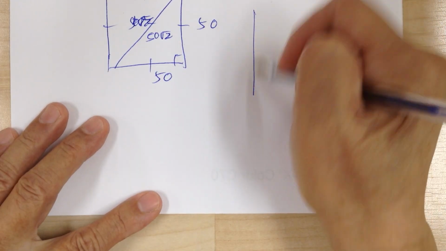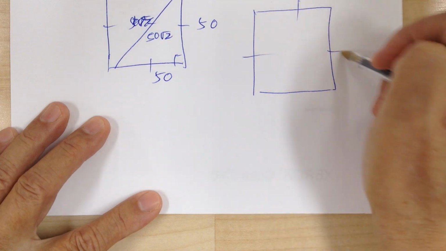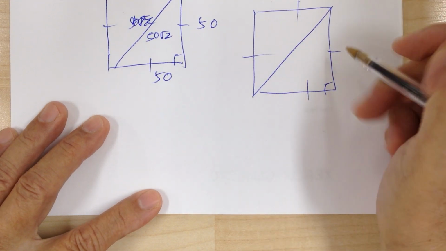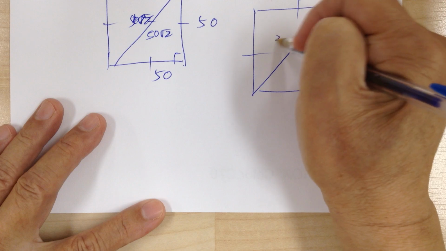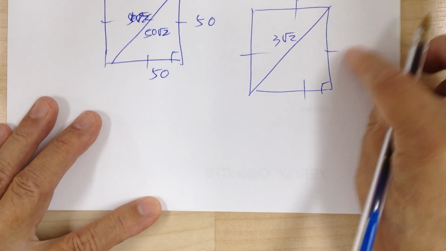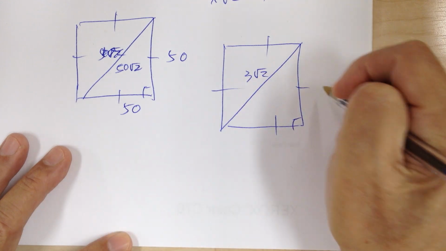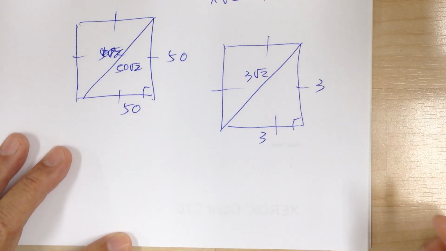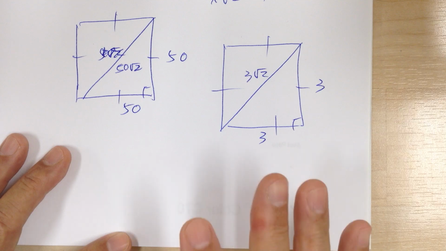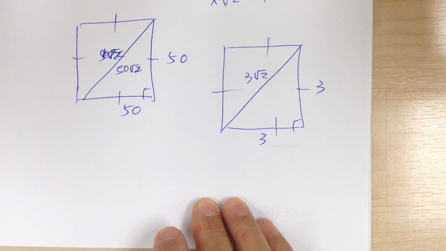So let's say you have a square and you cut it in half. What happens if this is 3 square root of 2? What would each side equal? To go backward, you divide by square root of 2, so it would be 3 and 3. So make sure you know this theorem. This is super important.